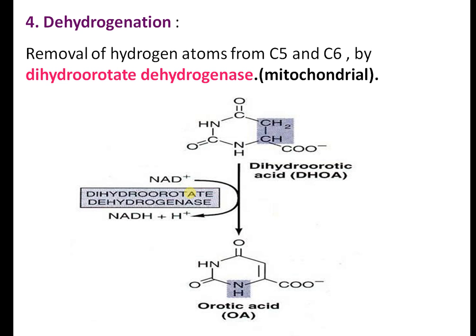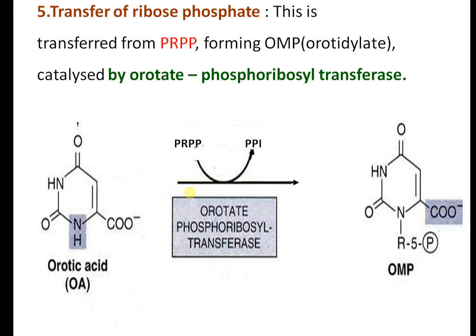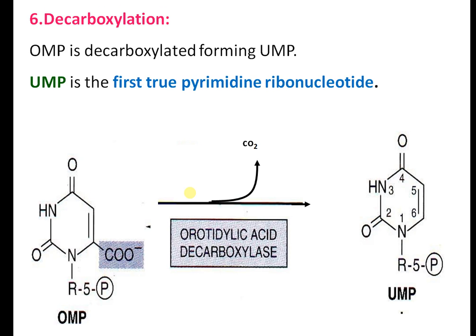Then dehydrogenation, the removal of hydrogen atoms from C5 and C6, is carried out by dihydroorotate dehydrogenase, which is mitochondrial. Dihydroorotic acid forms orotic acid. Orotic acid forms orotidine monophosphate through orotate phosphoribosyl transferase. Orotidine monophosphate is then converted to uridine monophosphate.